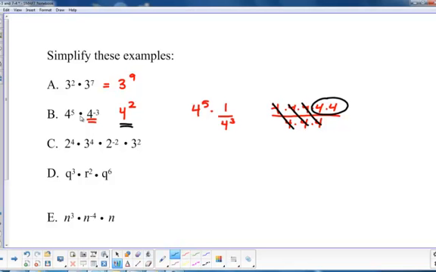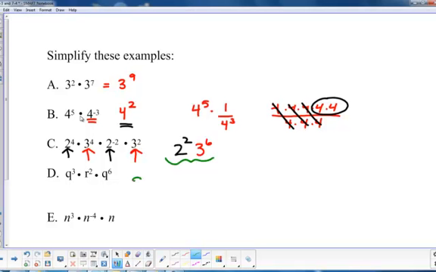All right, in C, we're going to put the base of 2 together. So that would be 2 to the 2. And then we're going to put the base of the 3's together. And that would be 3 to the 6th. And you can leave it like that. You can multiply them each out and put it all together. Typically, it's not really written this way, but we're just focusing on the exponents right now. So it's not a big deal.